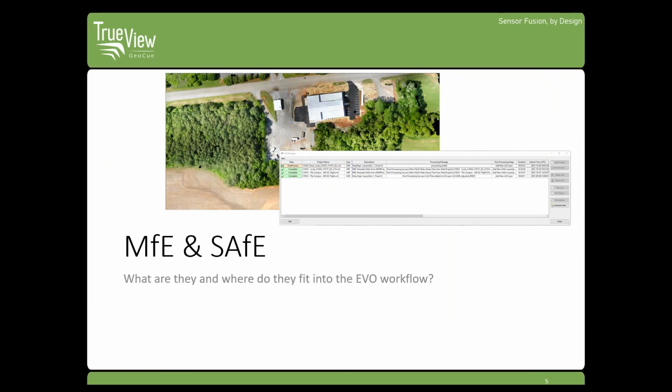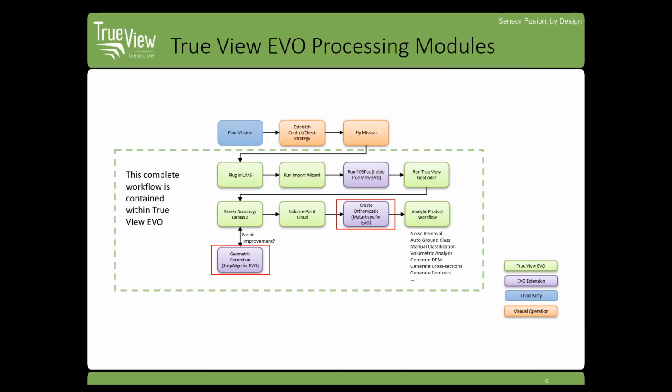So let's jump right in. MFE and SAFE, Metashape for EVO and StripAlign for EVO. What are they? Where do they fit into your EVO workflow? If we look at the overall EVO data processing workflow, and many of you have been doing this with your TrueView systems, once you come back from the field, once you've collected the data in the field and downloaded or imported that TrueView data to create your project, there are some standard steps that you go through to get your colorized point cloud and do any of your additional value add work that you want to do.